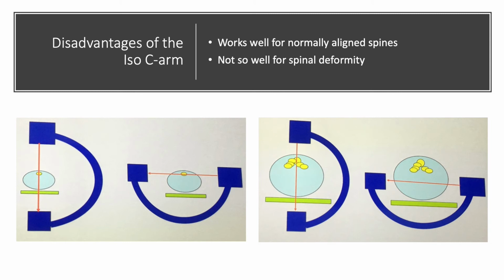One of the disadvantages of using an isocentric C-arm is actually difficulty in creating a three-dimensional picture of a spine anatomy, especially in spinal deformity. In a normally aligned spine, it can be isocentric, but in a spinal deformity, getting an isocentric picture using an isocentric C-arm becomes a difficult task.